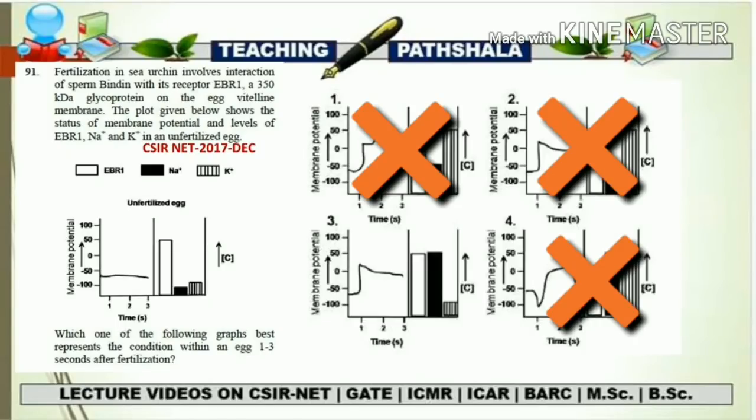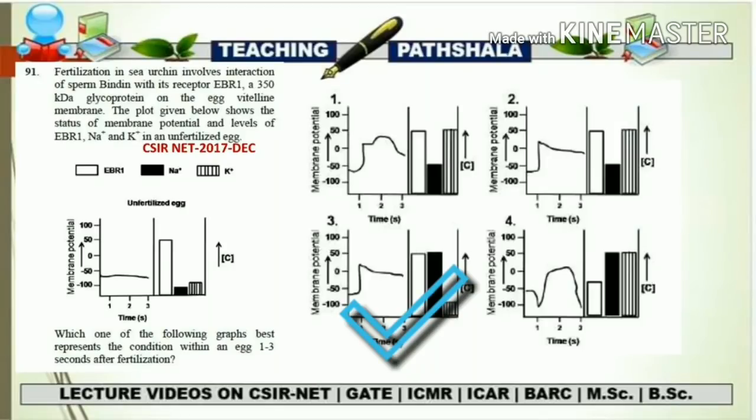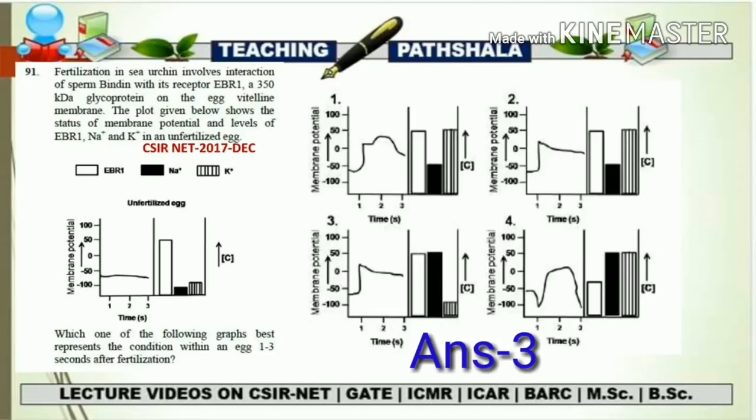Okay, and now I am left with only one option, that is the third option, but we have to tally this third option with the conditions which we have concluded till now. So if we talk about the third option, EBR1 is going to show a high expression because there is no effect on EBR1 after the fertilization. The second is that there is a high level of sodium ion concentration inside the cell due to the fast block of polyspermy. And the third bar which you see is the bar for the potassium ion concentration. So obviously there will be a little bit of decrease in the potassium ion concentration. Okay, so in this way we have concluded that the best answer is option 3.